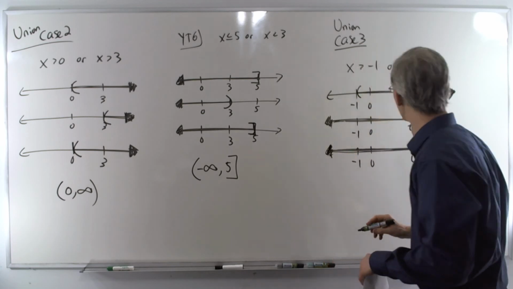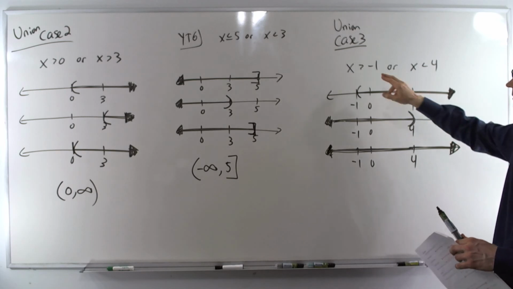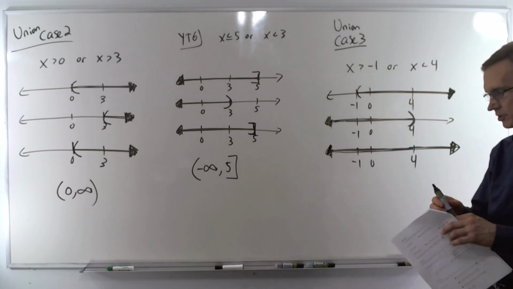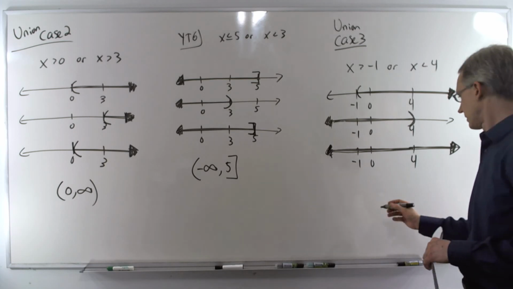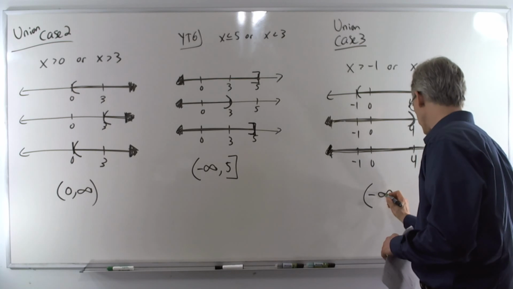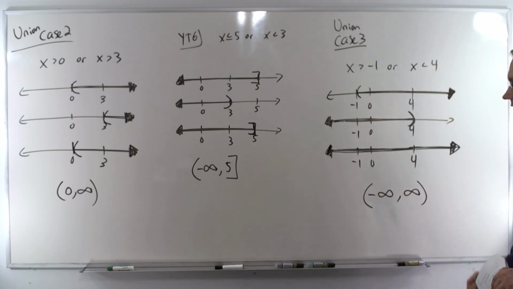Every number is a possible solution to this, because any number we pick is either going to be greater than -1 or less than 4. Works with anything. So how do we write that? Well, the answer then is all real numbers. Write that from negative infinity to positive infinity. All numbers work.